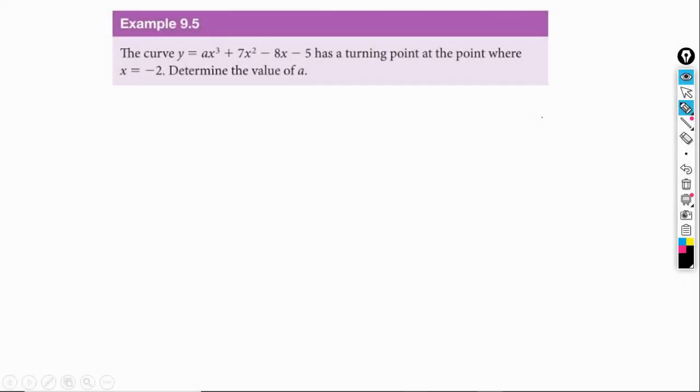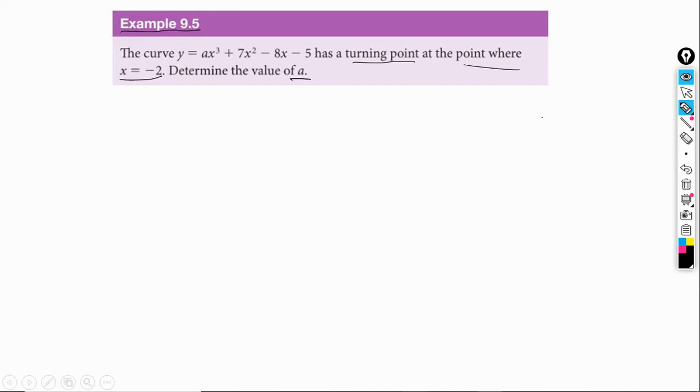Very well, so now we are on example 9.5, and it says the curve y equals ax cubed plus 7x squared minus 8x minus 5 has a turning point at the point where x equals negative 2. Determine the value of a.